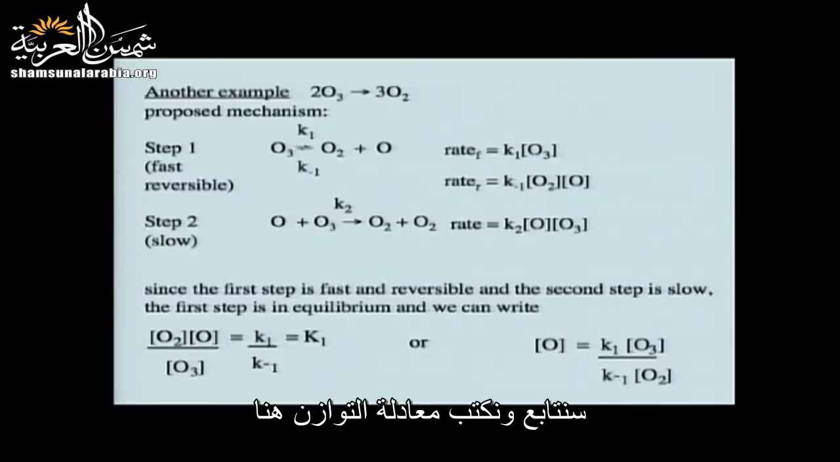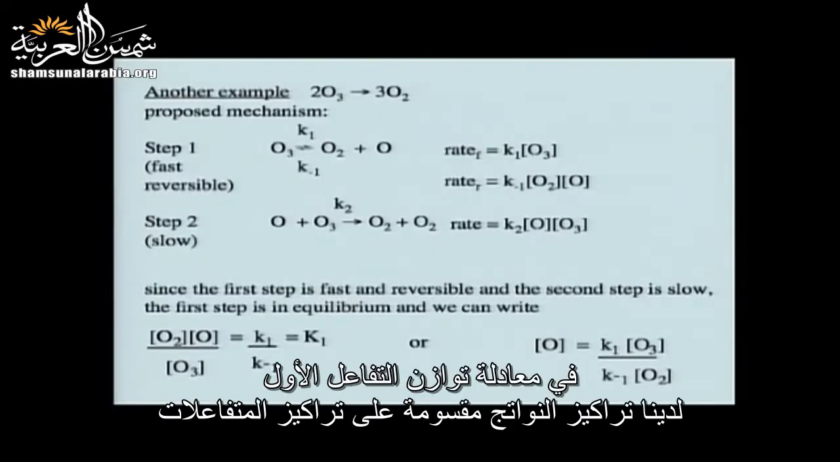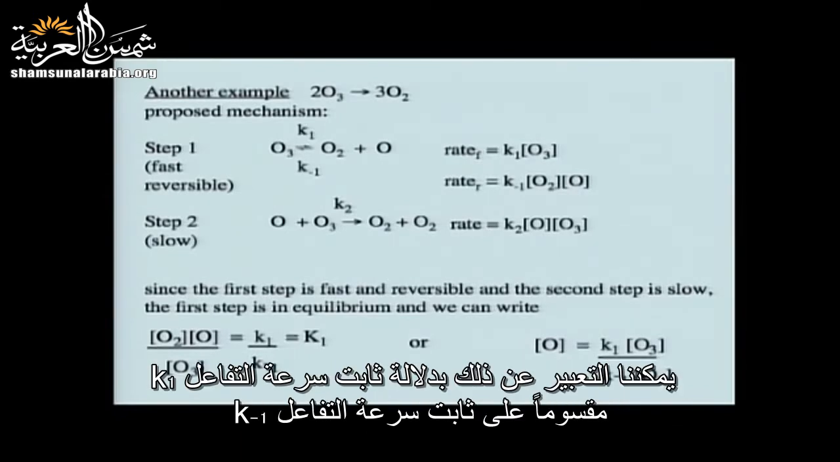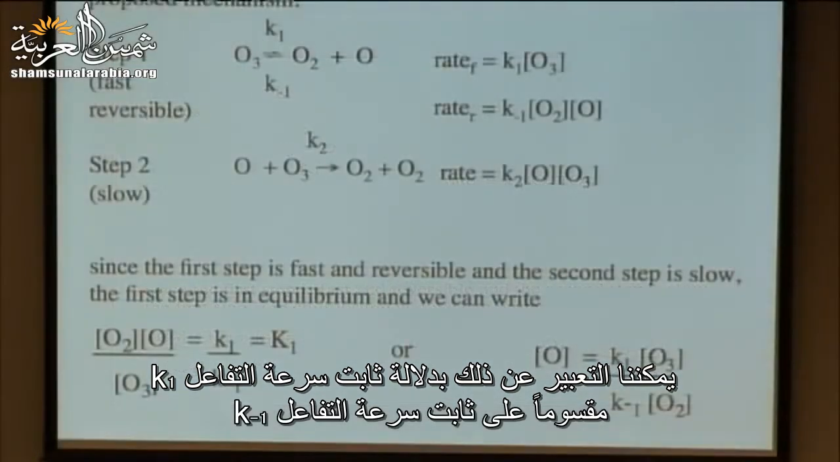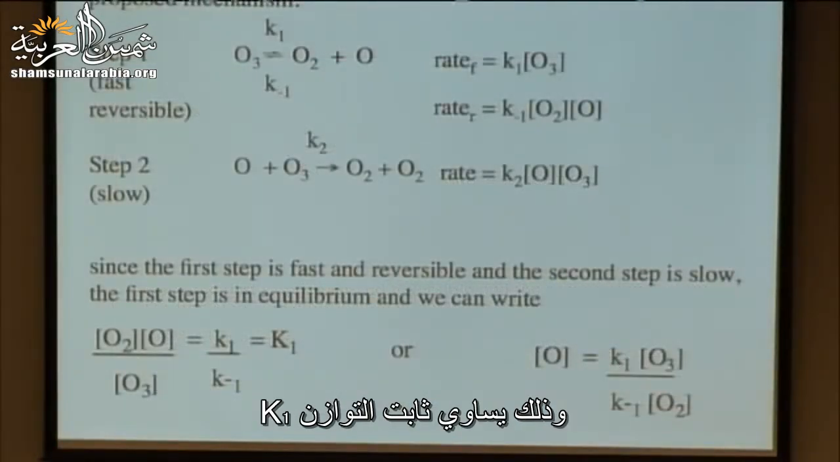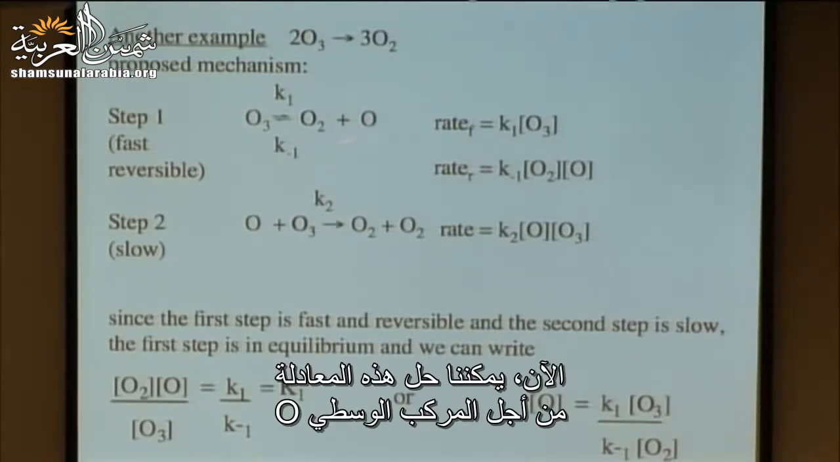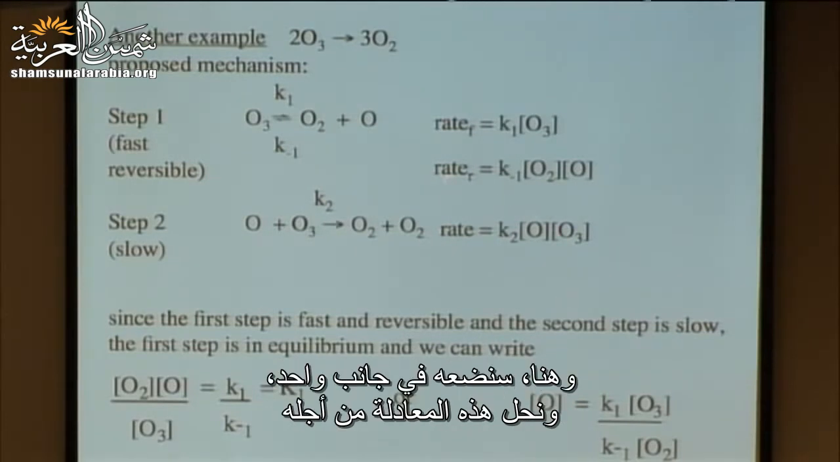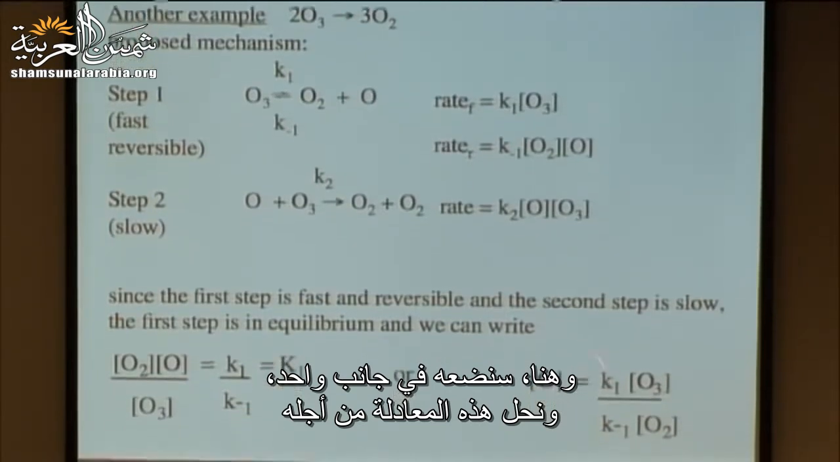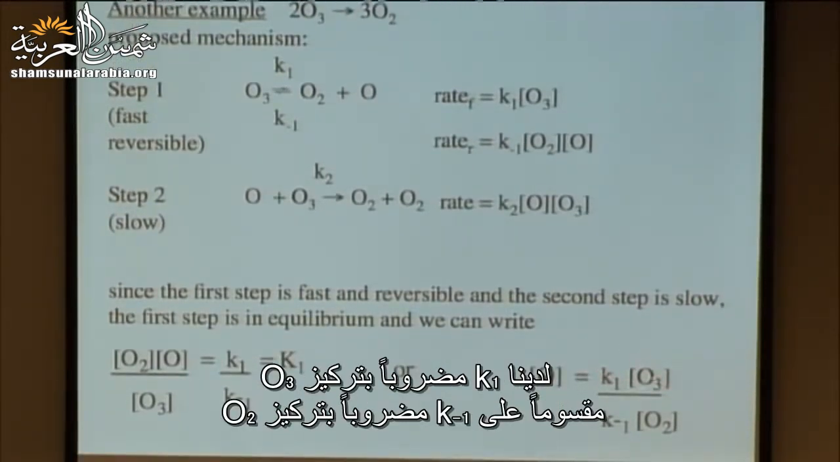So we can go ahead and write those. So for the first step, again, it's products over reactants. You can also express that in terms of rate constant K1 over rate constant K minus 1, and that's all equal to our big K, our equilibrium constant, K1. And so now we can solve in terms of O, our intermediate. And so here, if we pull that out, here we've solved for it in terms of K1 times O3 over K minus 1 times O2.